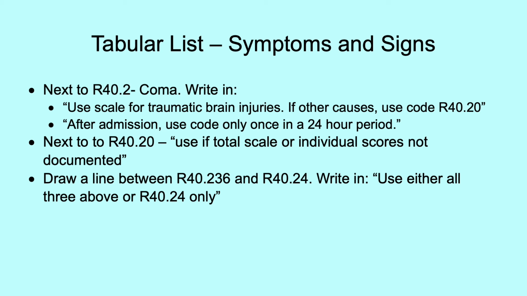So next to R40.20, write in, use if total score or individual score is not documented. Draw a line between R40.236 and R40.24, and write in, use either all three of the above for the different measurements for the scale, or R40.24. One or the other, not both. A lot of students will want to do both, and that is incorrect.